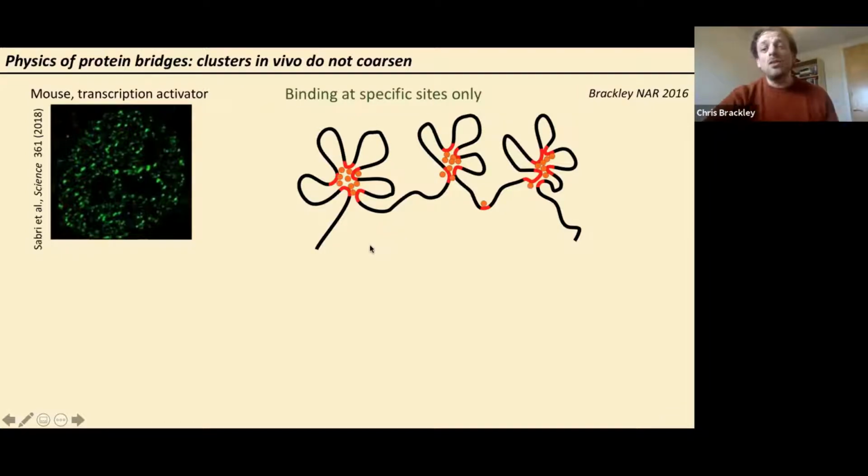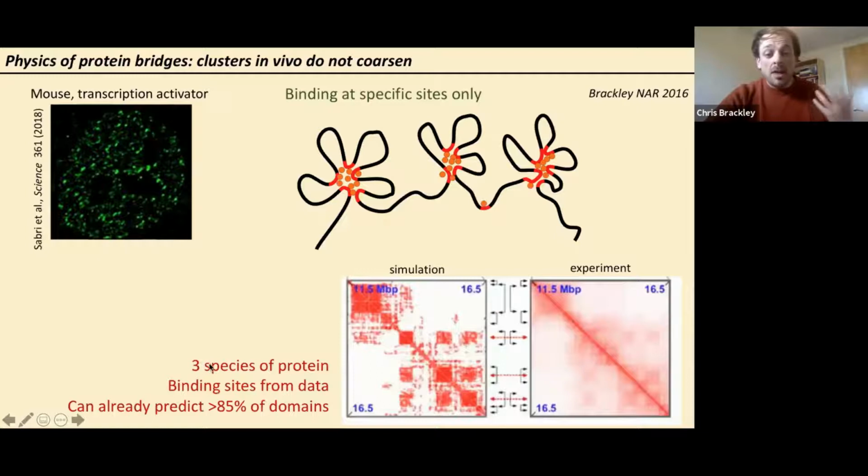And we found that if you use some experimental data to say where the binding sites for these proteins are, then you can get the system to drive the polymer into specific 3D structures. And actually, you only need 3 species of protein and some data on their binding sites in order to already get pretty good predictions of some of these Hi-C maps. So here we could already predict more than 80% of the positions of these domains. So this is a mechanism which can drive the chromatin into specific structures.